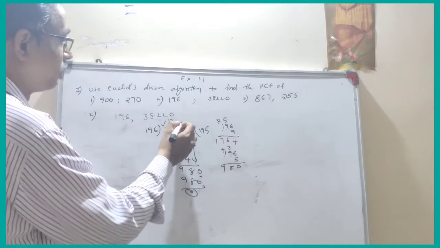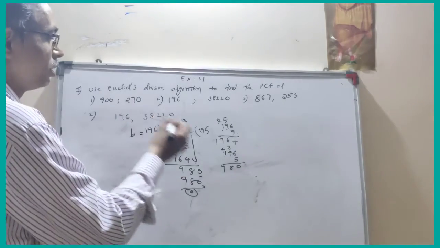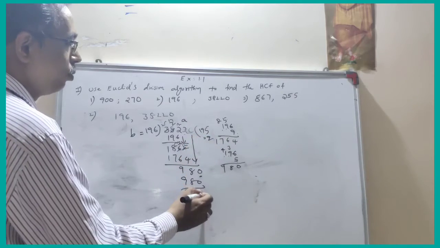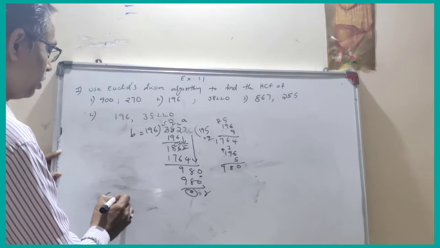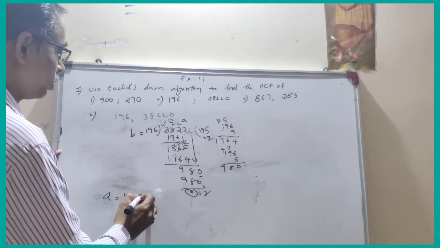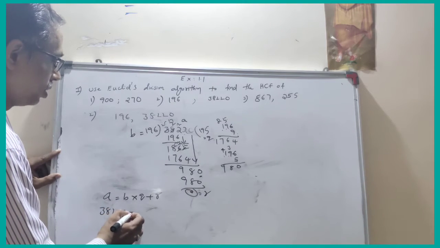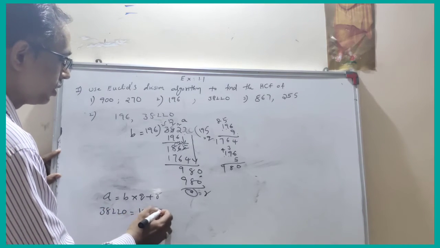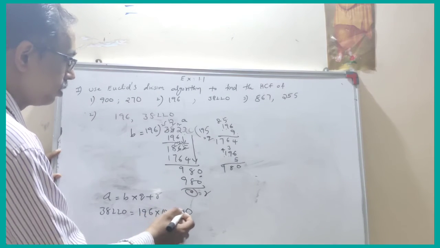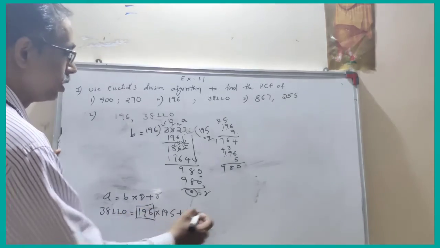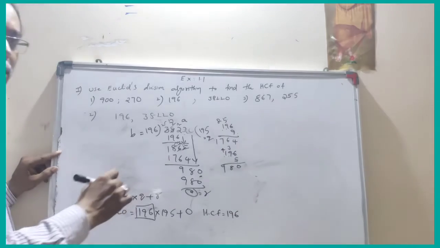So here let us take 38,220 as A, and 196 as B, 195 as Q, and 0 as remainder R. So now here again applying the same rule, A is equal to BQ plus R, that is 38,220 is equal to 196 into 195 plus 0. So at where you get the 0 as remainder, at that stage the B value becomes HCF.